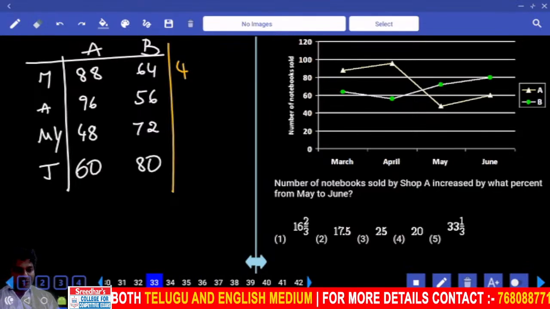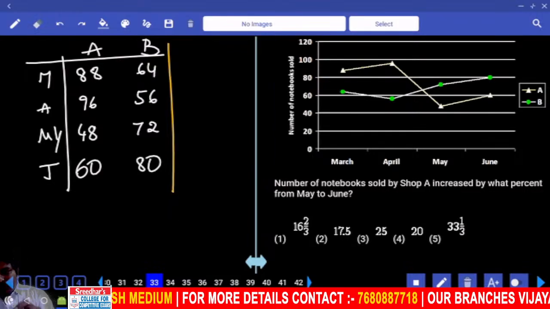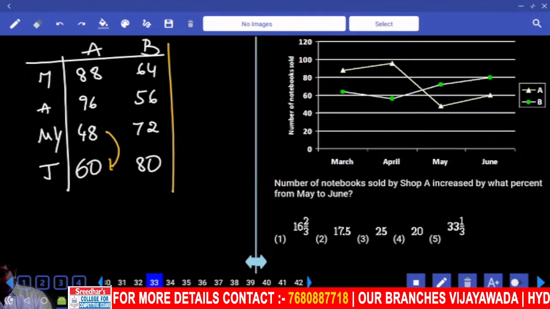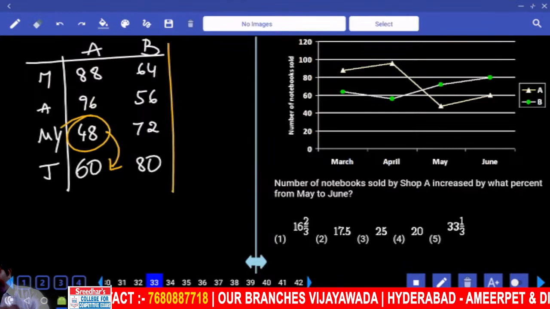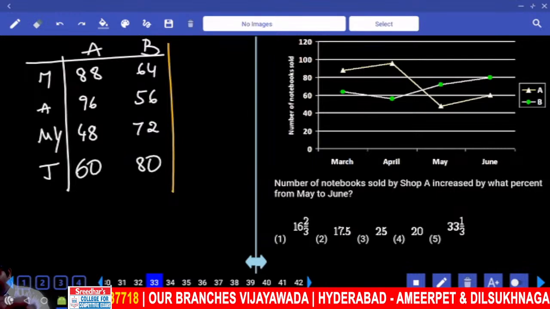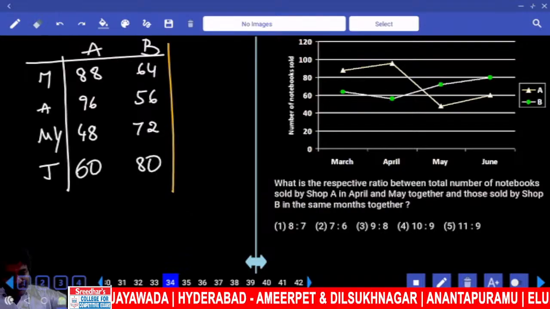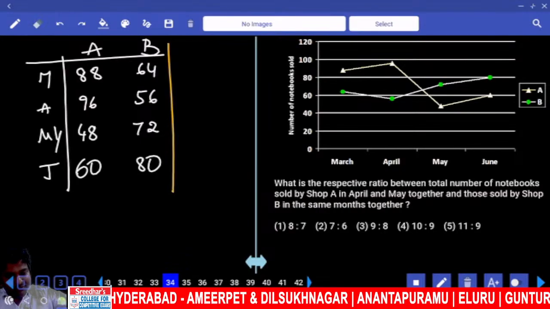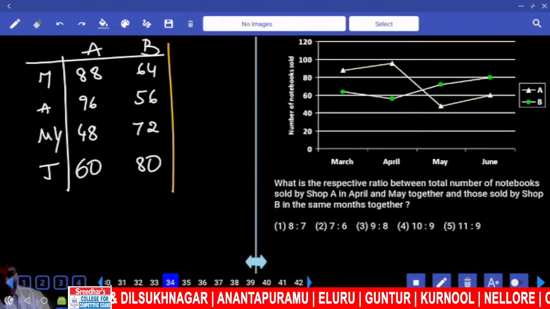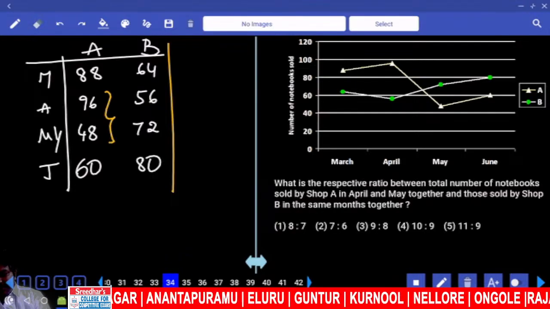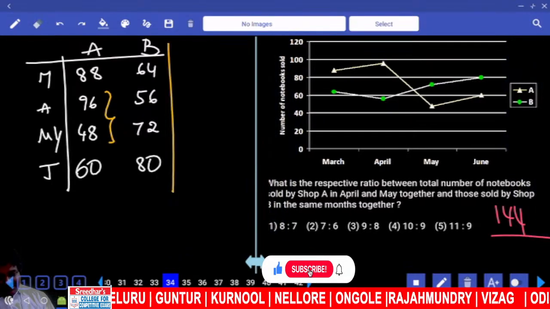Number of notebooks sold by A increased by what percentage from May to June? May to June, 12 increased from 48, fraction 12 upon 48, 1/4, meaning 25%. What is the respective ratio between total number of notebooks sold by shop A in April and May? April and May. Sum of both the numbers? 144.